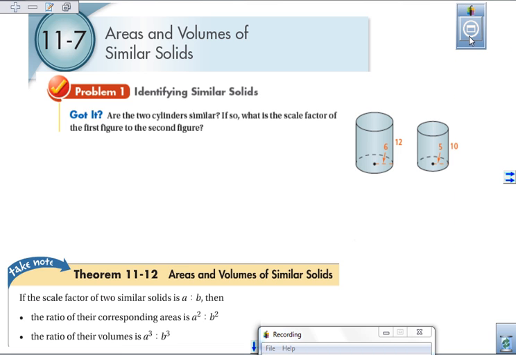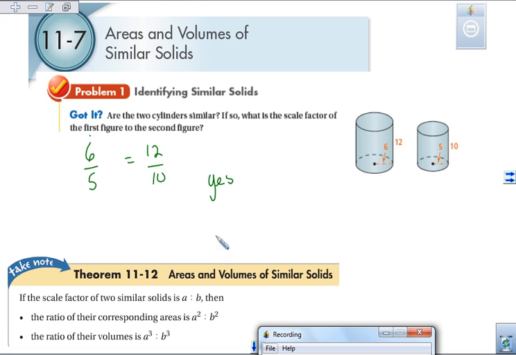So if we look at our picture, I see a radius of 6, a radius of 5, a height of 12, and a height of 10. So if I compare those numbers, 6 to 5 and 12 to 10, this proportion should be equal. So if I cross multiply, 6 times 10 is 60, 5 times 12 is also 60, so these would be similar figures.